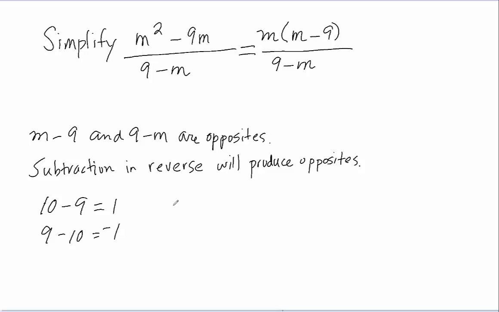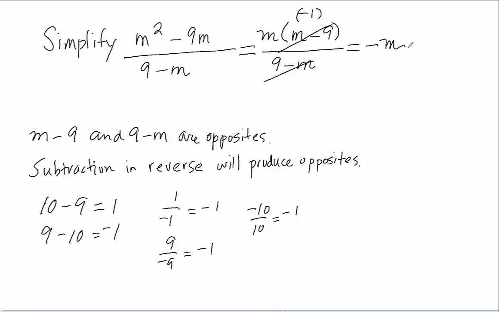So when you divide opposites, you divide 1 divided by negative 1, you get negative 1. That's true for any opposites. 9 divided by negative 9, that would give me negative 1. Negative 10 divided by positive 10, that would give me negative 1. So anytime you're dividing opposites, you get negative 1. So the fastest way to do this problem is to realize that you got opposites here, and so when you divide 9 minus m and m minus 9, we replace that with a negative 1, and we've got m times negative 1, which is negative m.